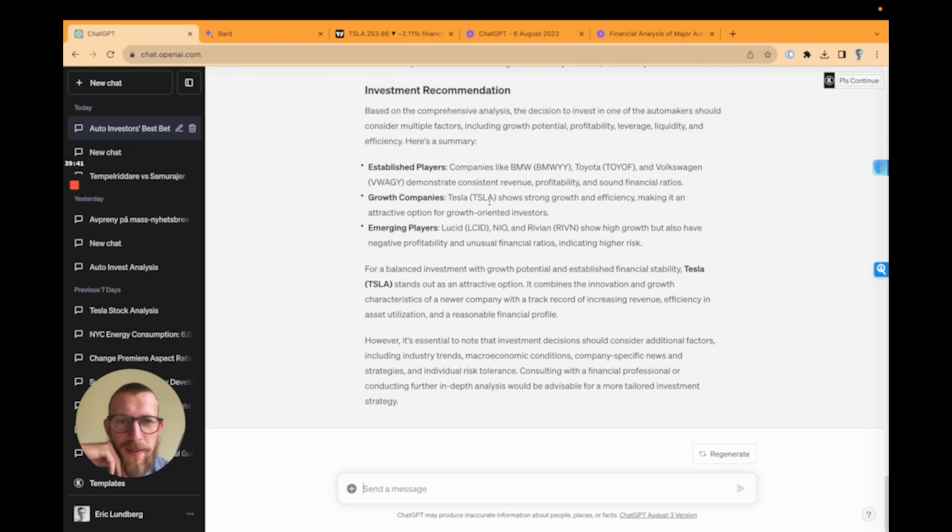Growth companies, Tesla shows strong growth and efficiency, making it an effective option for growth-oriented investors. Emerging players, Lucid and Rivian show high growth but also negative profitability and unusual financial ratios, indicating a higher risk.